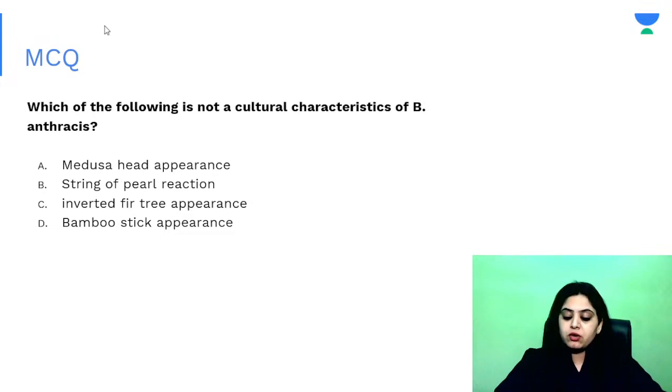Which of them is not a culture characteristic? All of you are answering B. String of pearls reaction is not seen? You want to say that? Okay, maybe you're not reading it. Some of you are saying Medusa head. Guys, firstly, I've asked you what is not. First read the word not. Everyone wrong. Some of you have given me the right answer.